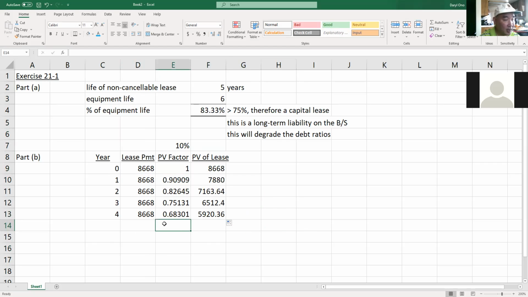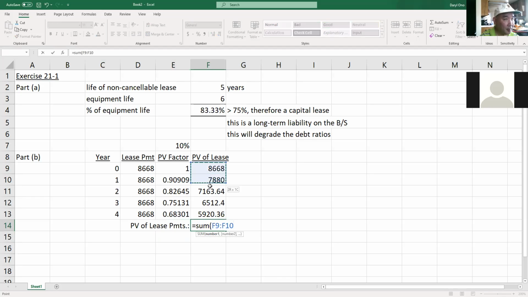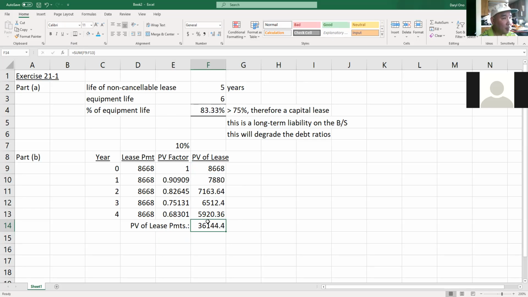Okay, so the present value of lease payments is equal to the sum. Okay, so it's going to be 36,144.4. Okay. Let me stop. Let me just write some things down. I'll give you a chance to catch up, Sabrina. Okay, perfect.